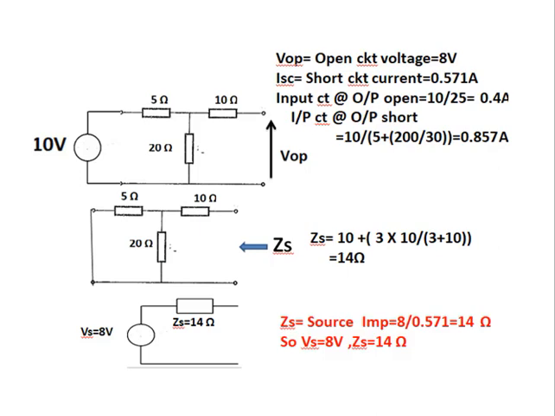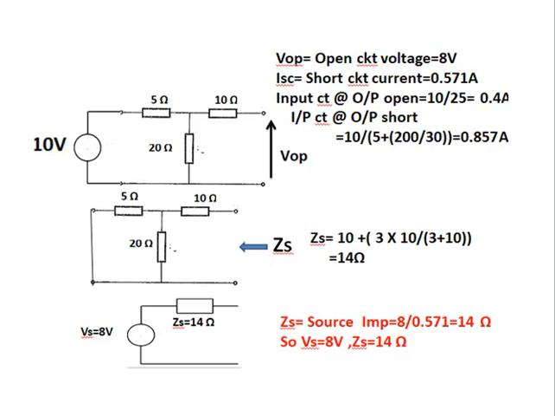Here you see three resistors, 5 ohms, 10 ohms, and 20 ohms, connected as a circuit. On the left side of the circuit, a 10 volt source is connected. On the output side, the source is connected to the left side and the impedance is connected, with output VOP. VOP is the open circuit voltage, equal to 8 volts.